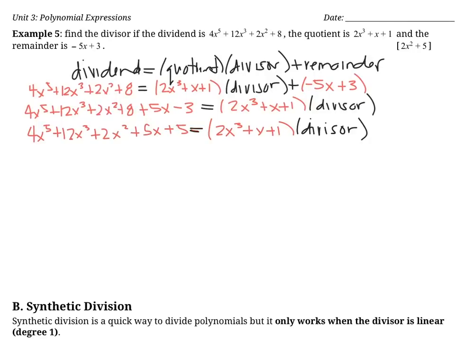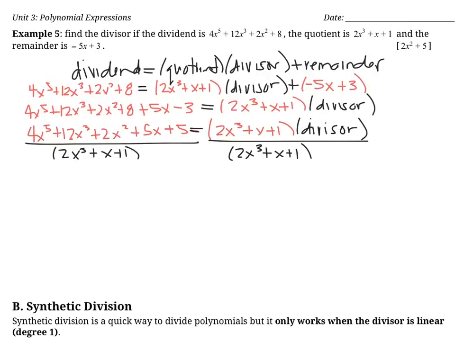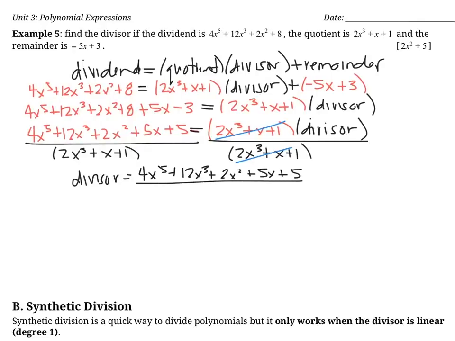All right, let's get this divisor on its own by dividing by this 2x to the power of 3 plus x plus 1. Whatever we do to this side, we got to do to the other side. So we've divided by 2x to the power of 3 plus x plus 1. These two lovely things are going to cross out, which means we're going to be left with the divisor must be equal to this entire thing here. One more time, written out. We got 4x to the power of 5 plus 12x to the power of 3 plus 2x squared plus 5x plus 5 all over 2x to the power of 3 plus x plus 1.